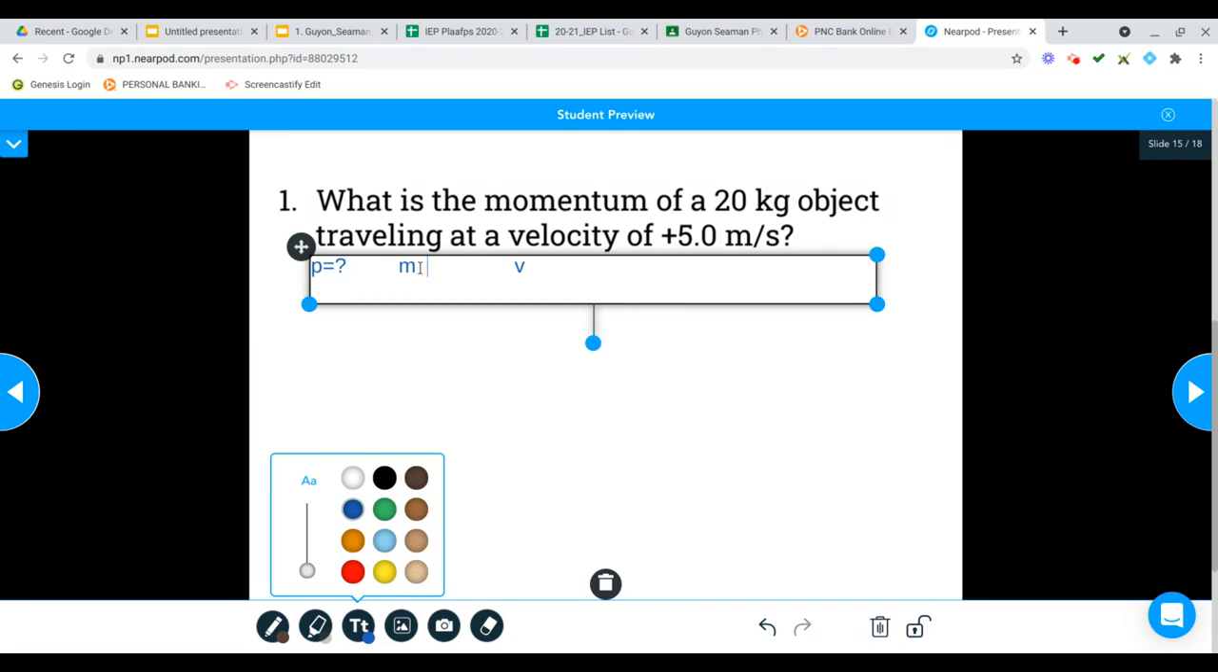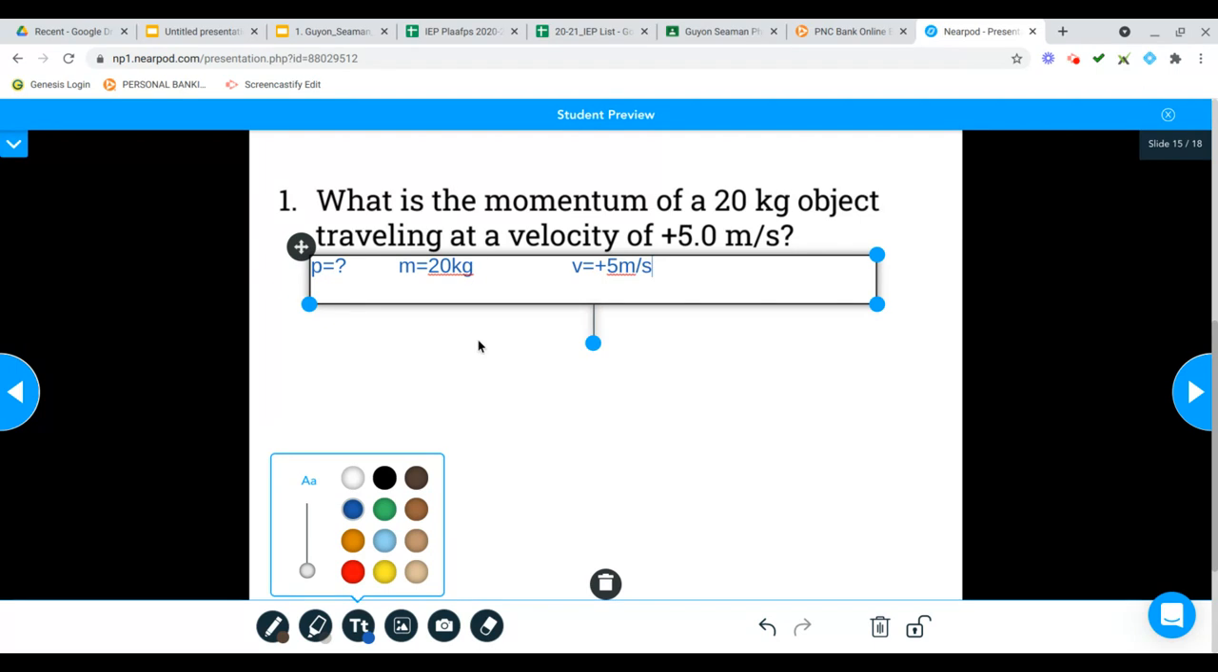My mass, it says it's a 20 kilogram. Kilograms tells us that that's mass. So the mass is 20 kilograms. And then the velocity, V, is equal to 5 meters per second. And it's positive 5 meters per second.